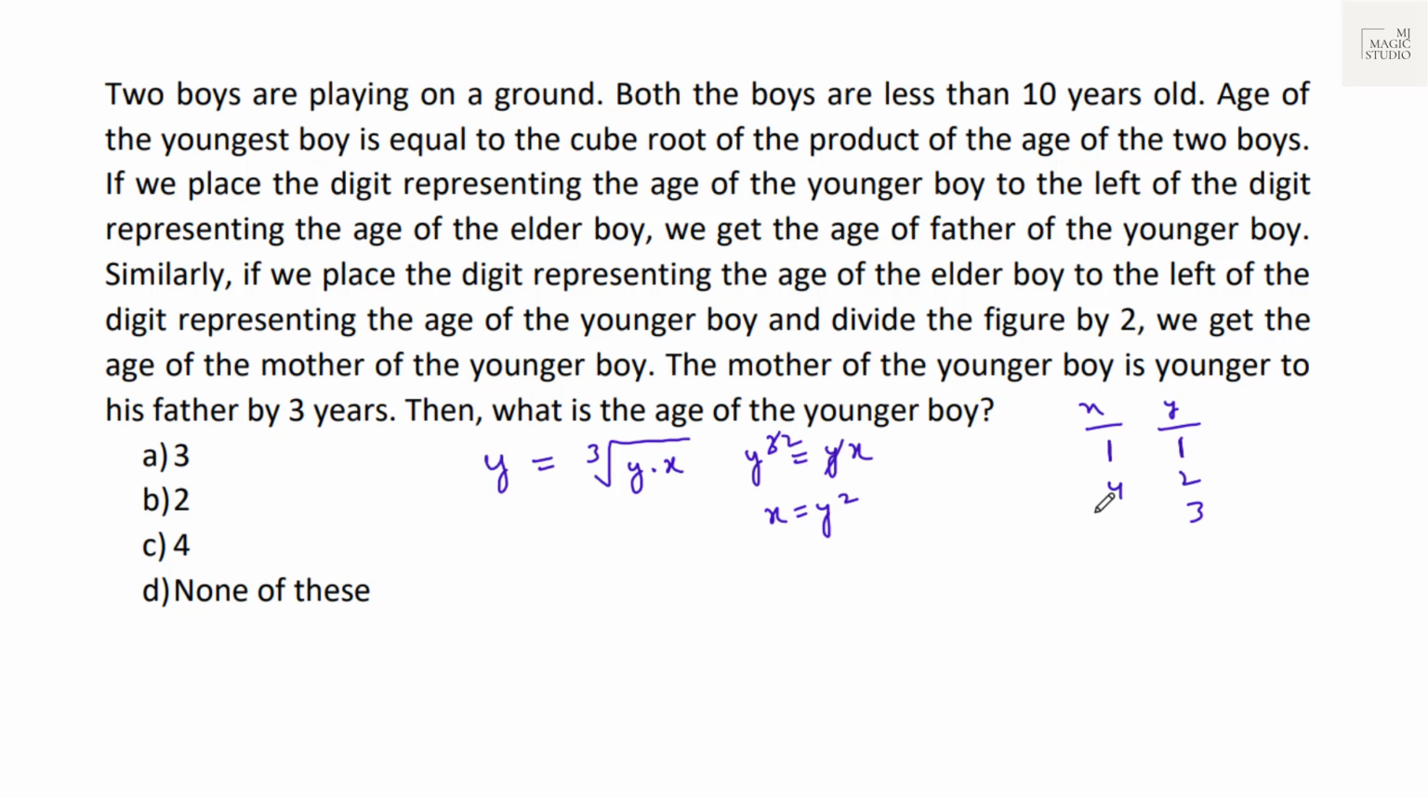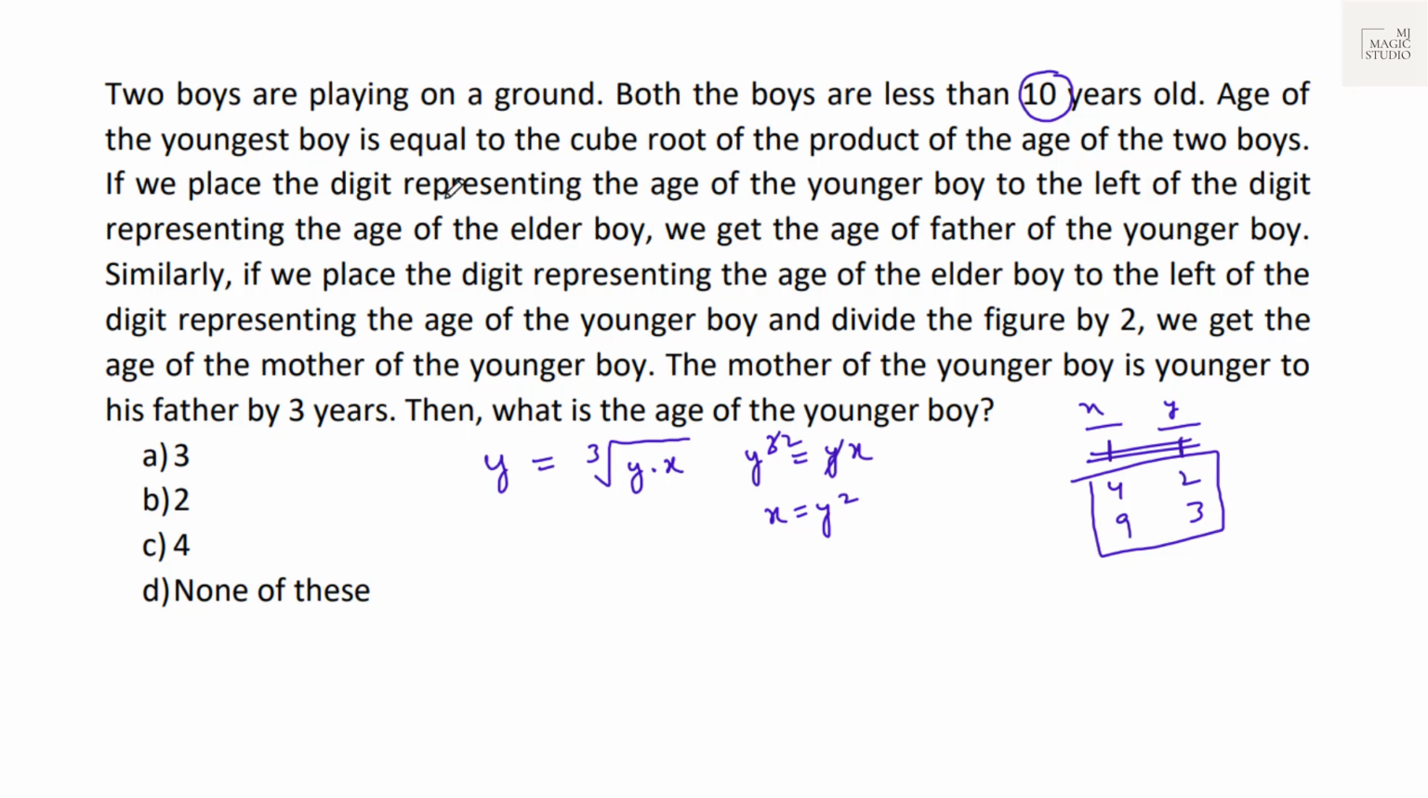If y is 3, x is 3 square, that is 9. If y is 4, x would be 16, which we are not taking because both ages are less than 10. And again, two people, different age obviously. So we have got two options here. Let's see which one will fit in.